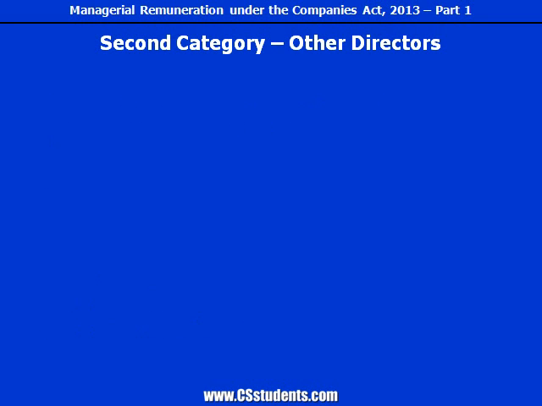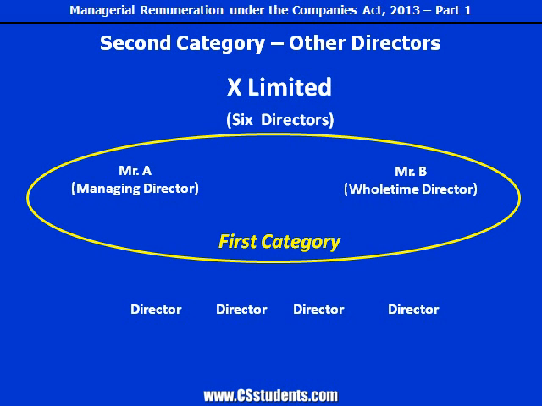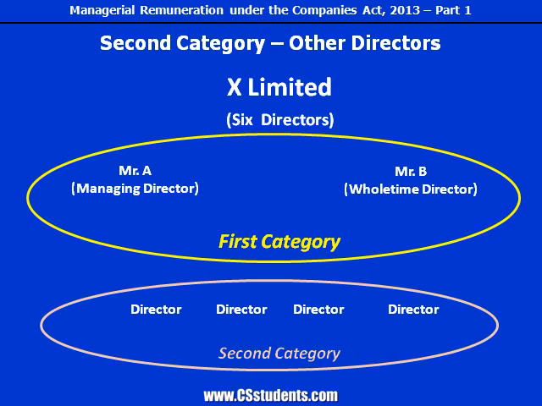For example, if X Limited has 6 directors, out of which Mr. A is managing director, Mr. B is a whole-time director, and the other 4 are just directors. Mr. A and Mr. B shall be covered under the first category. Other directors shall be covered under the second category. Now, we discuss the remuneration limit of both the categories.